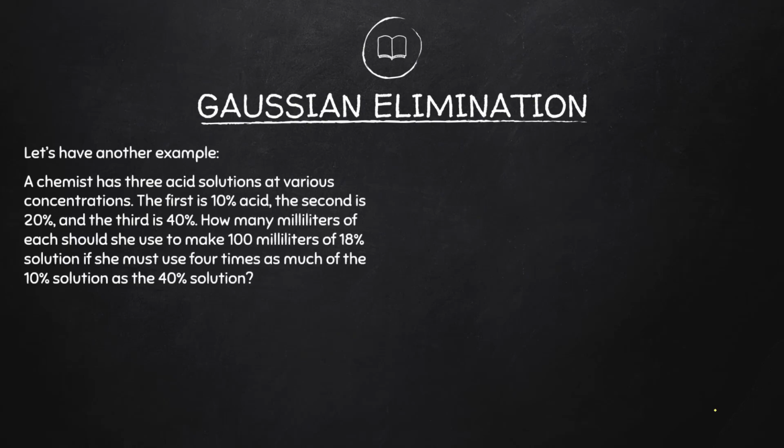This is the problem. A chemist has 3 acid solutions at various concentrations. The first is 10% acid, the second is 20%, and the third is 40%. How many milliliters of each should she use to make 100 milliliters of 18% solution, if she must use 4 times as much of the 10% solution as the 40% solution?